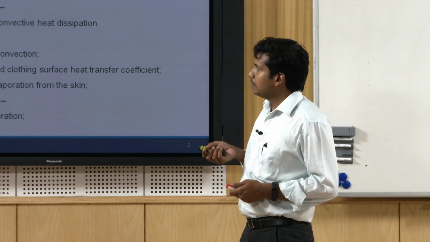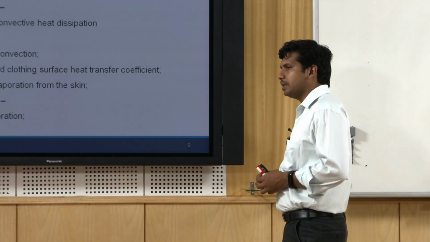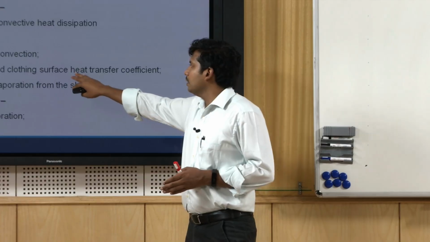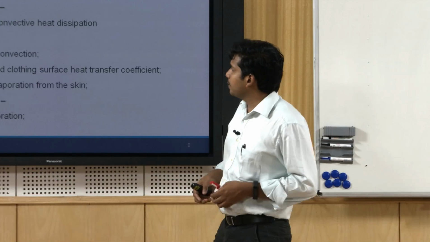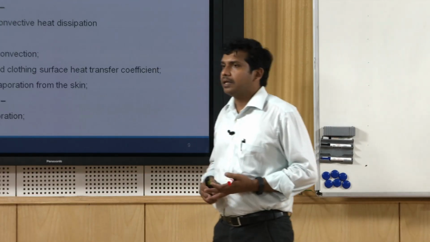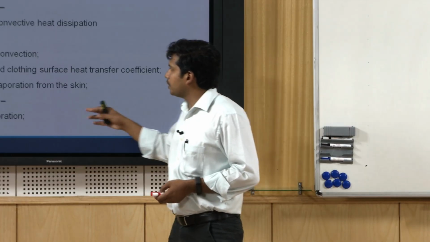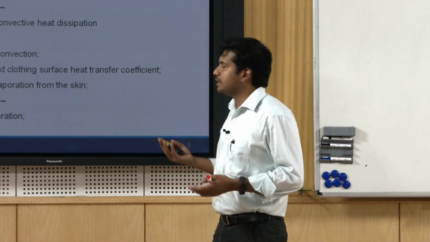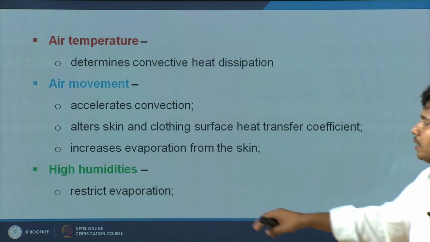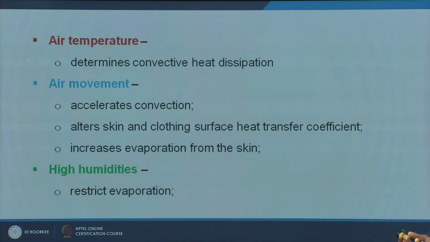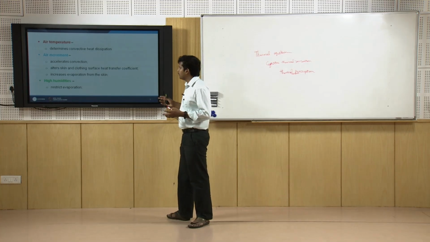Next is air movement. It accelerates convection, and it alters the skin and clothing surface heat transfer coefficient. Each surface has something called a film coefficient or surface heat transfer coefficient, which is a total integrated factor of convective and radiative exchanges as well. So we will study more about heat transfer coefficient in one of the other modules. It has an impact on heat transfer through the clothing also. It increases the evaporation from skin. So these are the effects of air movement: the higher the velocity, the better the heat losses during summer.